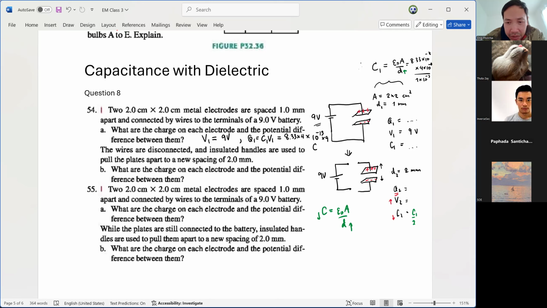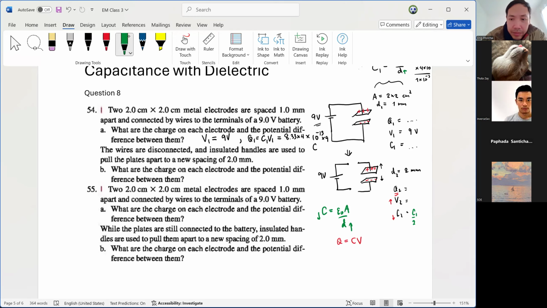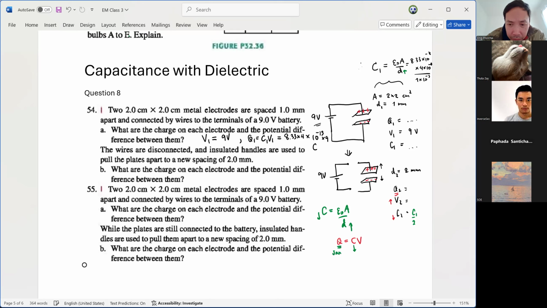It's like you have Q equals CV, right? So C is gonna drop, Q is the same. C is gonna drop, and to keep Q the same, V must be increased. Does it make sense? Yeah.